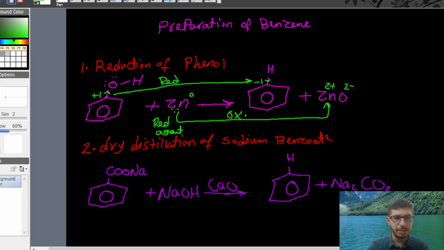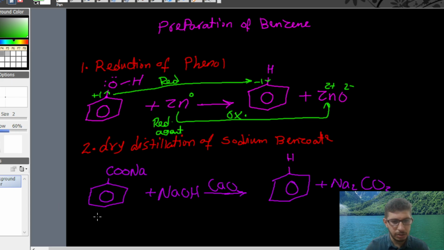So zinc acts as a reducing agent. It just takes away this oxygen from the benzene ring here. Okay, so this is the reduction of phenol. Then the second method is dry distillation of sodium benzoate.